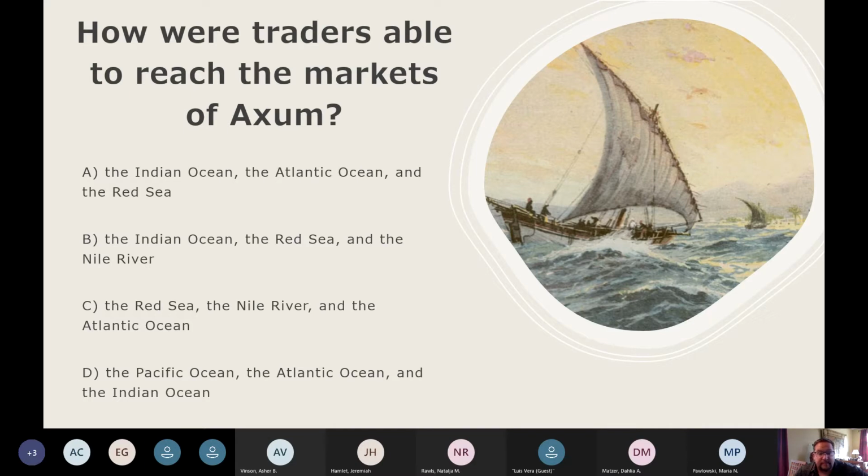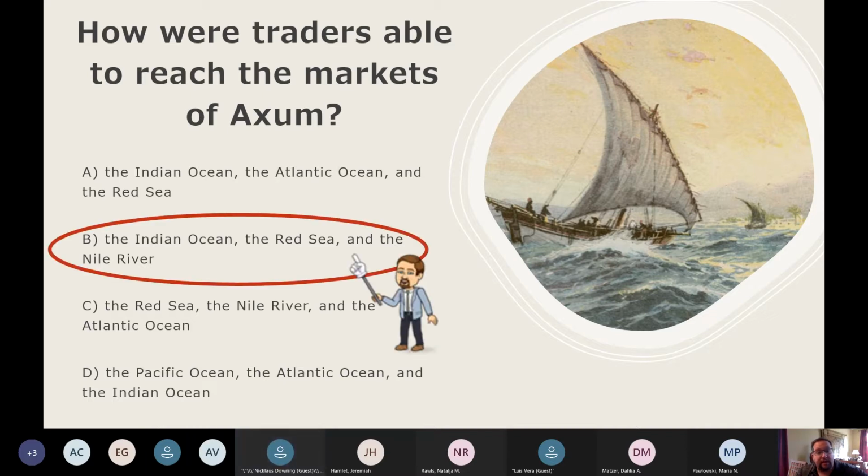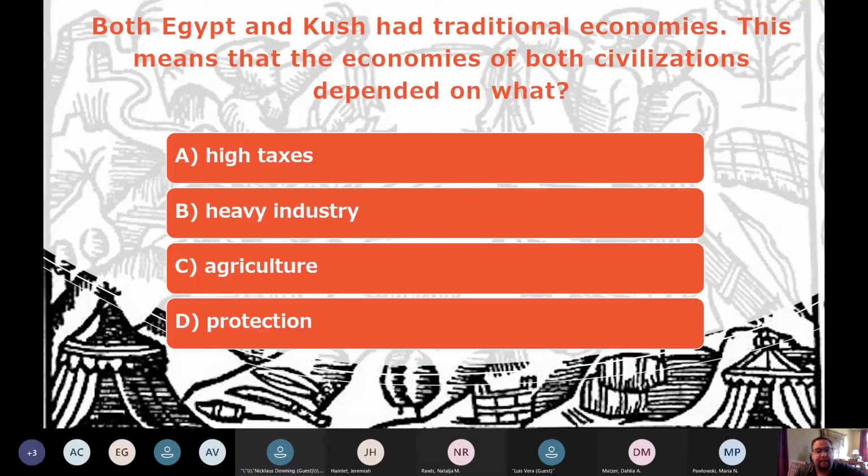C. Okay, so to be C, it would have to actually be in West Africa because that's where the Atlantic Ocean touches. But that's a good try. Okay, Nicholas, what do you think? B. I agree. B. Good. So they can get there by the Indian Ocean, the Red Sea, and the Nile River. Good job. Like I said, that one's a little tricky without a map.